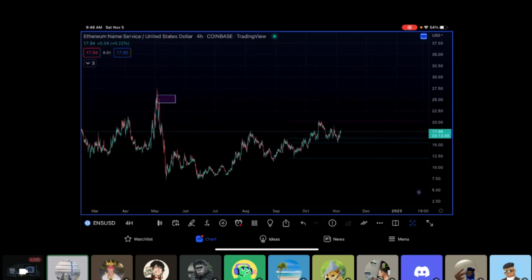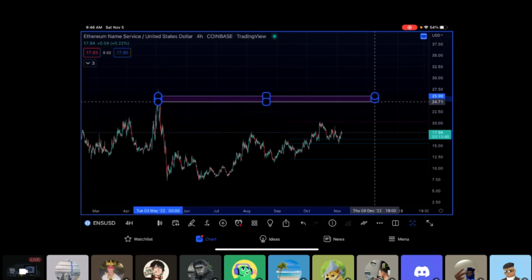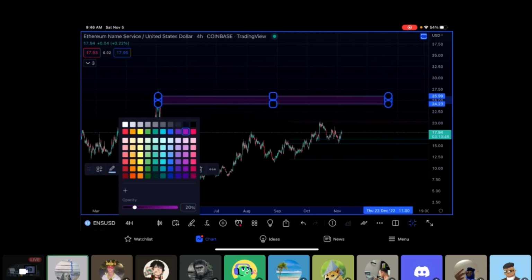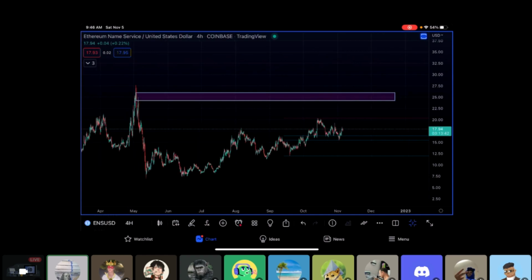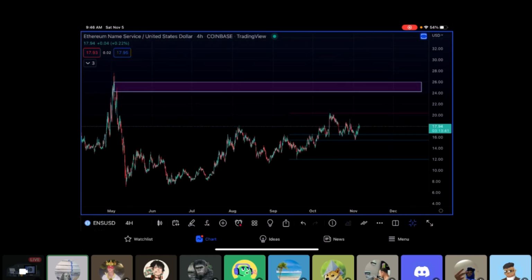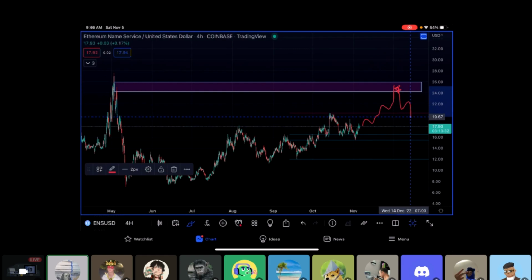And zoom out. It's coming to that supply zone right now. That's where we're going, and this is where I would look for a short trade around over here. So when it touches here, it's gonna have a big reaction.